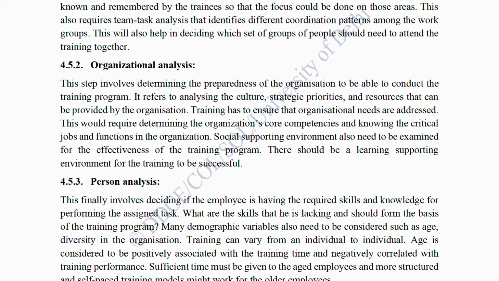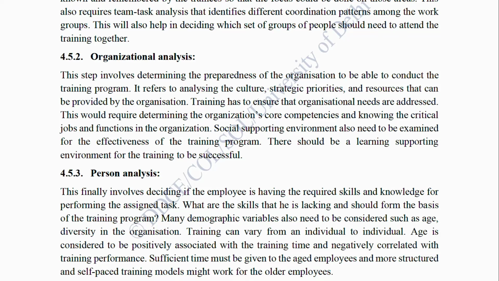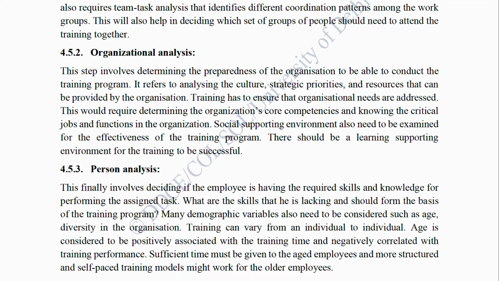The social supporting environment also needs to be examined for the effectiveness of the training program. There should be a learning supporting environment for the training to be successful.